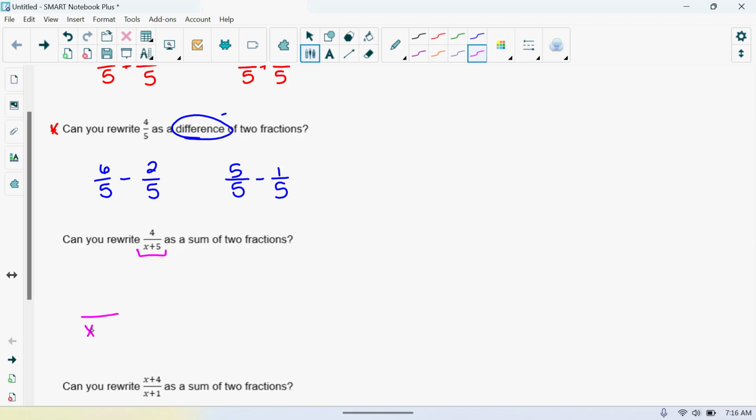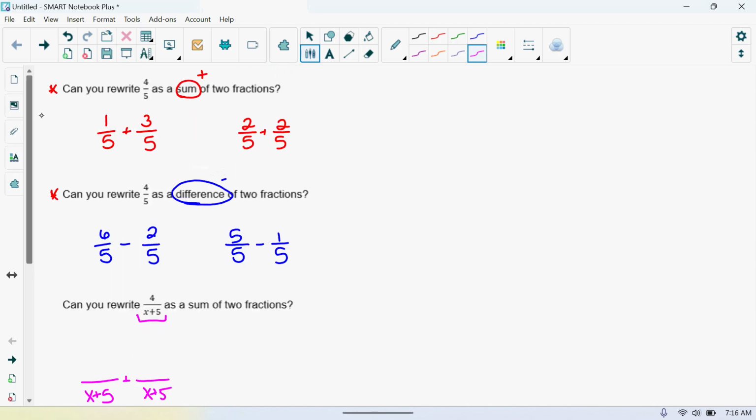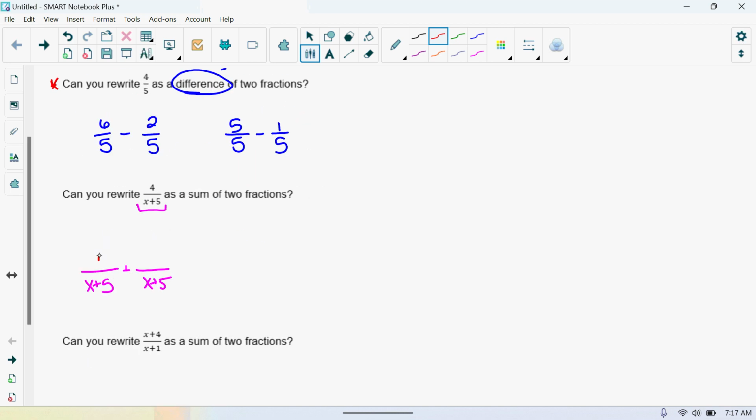So I'm going to write this as x plus 5 plus x plus 5, like we just did up above. And my numerator is a 2. So if I go back to this first question, I wrote it as 1 plus 3 or 2 plus 2 right here. So I'm going to do the same thing down here. 1 plus 3, or I can write this as 2 over x plus 5 plus 2 over x plus 5.